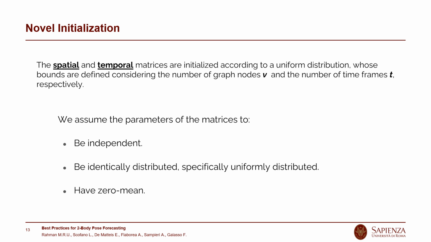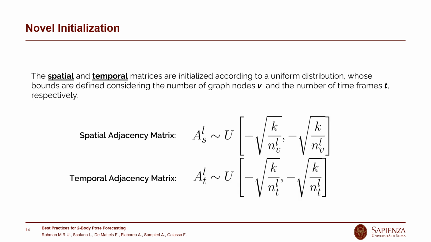Our method involves initializing separate spatial and temporal matrices. Each is initialized according to a uniform distribution. The bounds of this distribution are determined by the number of graph nodes for the spatial part and the timeframes for the temporal part. We assume that the parameters of these matrices are independent, identically distributed, uniformly distributed, and have a mean of 0. This initialization strategy promotes better gradient flow and alleviates issues associated with deep GCN architectures. Below are the formulas for initializing the spatial and temporal adjacency matrices. Here, NT represents the number of timeframes, NV denotes the number of nodes, and L indicates the layer number.